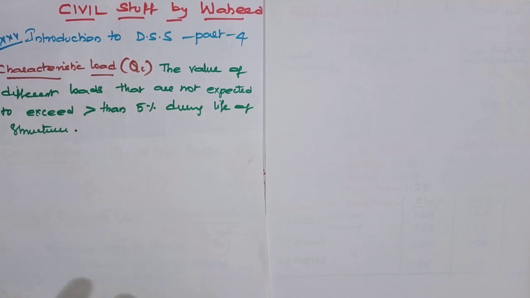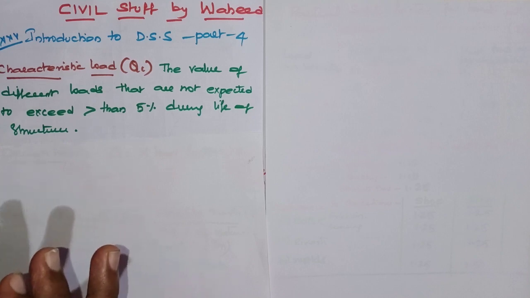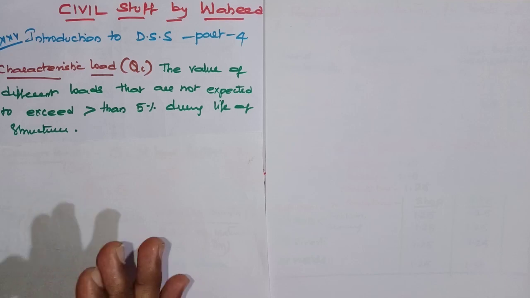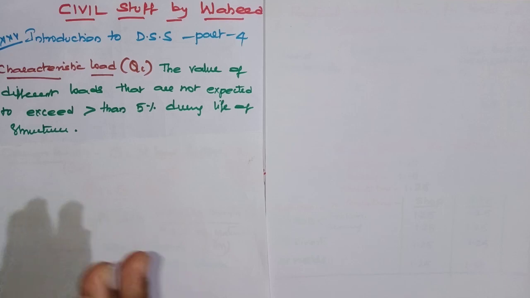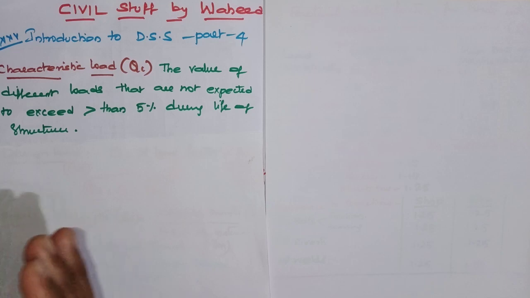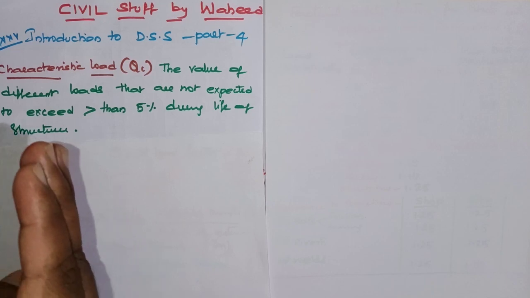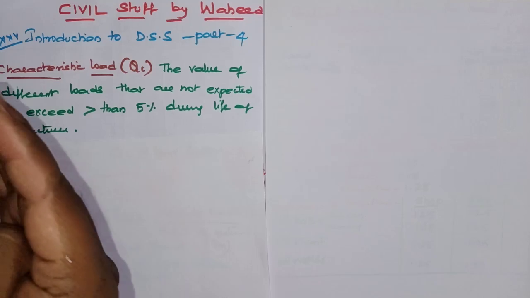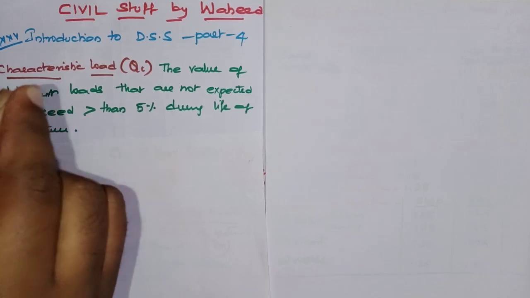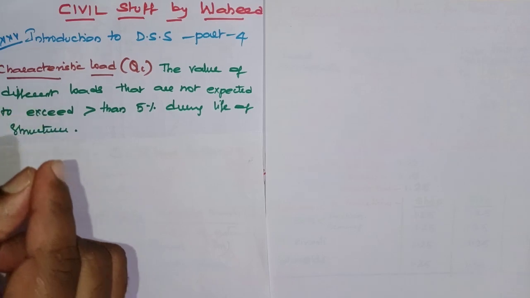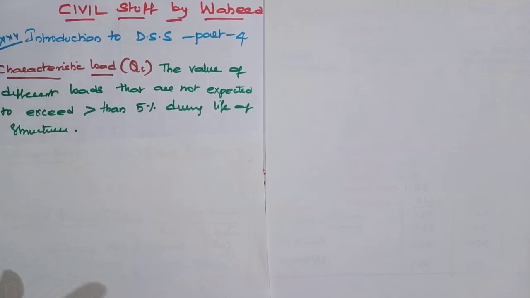It is nothing but the value of different loads that are not expected to exceed by more than 5% during the life of a structure. Suppose any load we are taking, like in the last class we have seen the different types of loads. So in those, if n number of loads like dead load, live load, wind load, snow load, etc. are exceeding during the life of the structure, that exceeding should not exceed 5%. It is nothing but characteristic load.